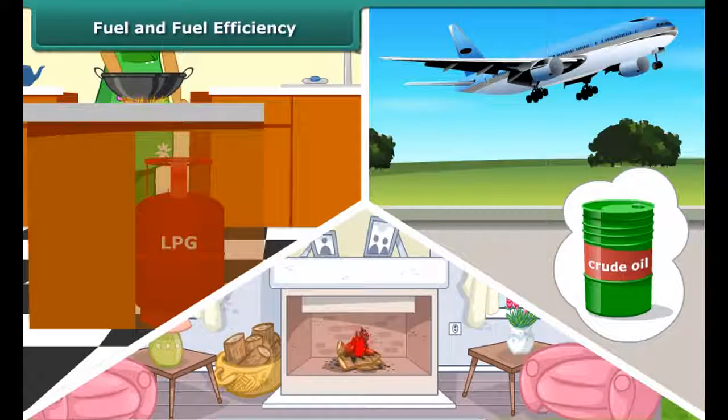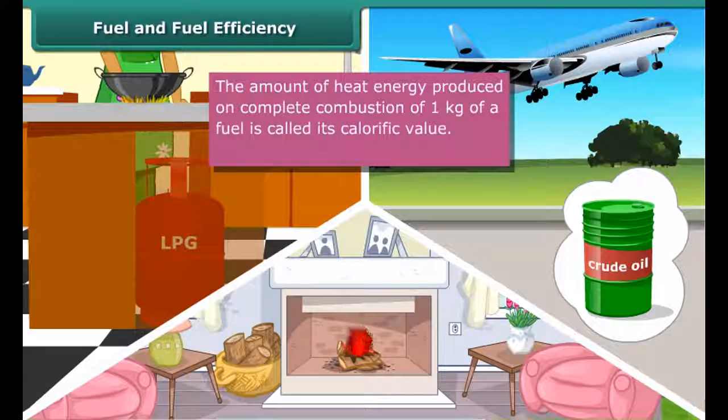Calorific value of LPG is more than wood or coal. That is why LPG is more efficient fuel than wood or coal. Fuels are important, but increased fuel consumption has harmful effects on the environment. The smoke emitted by vehicles and industries contains unburnt carbon particles, which causes air pollution.